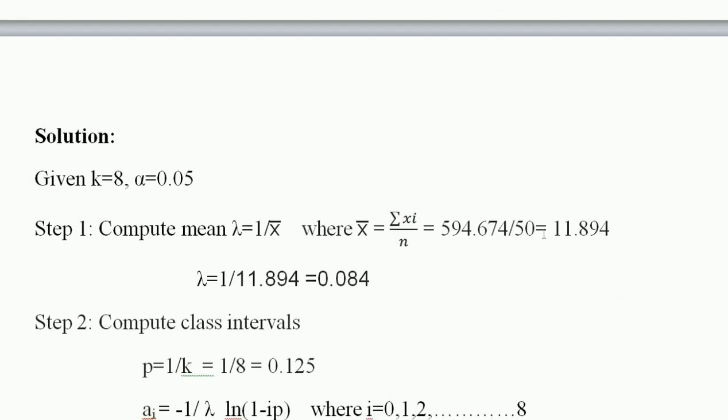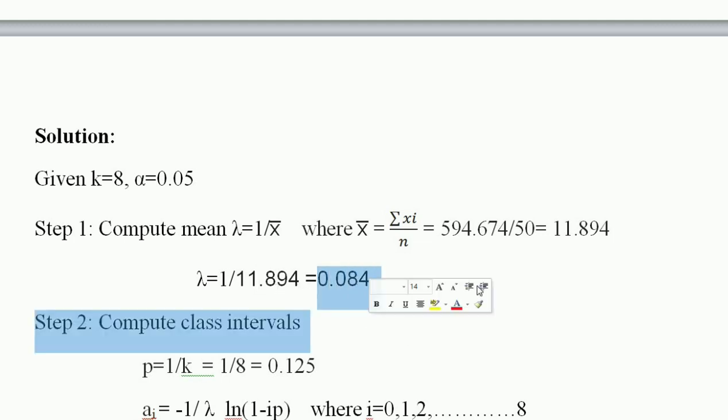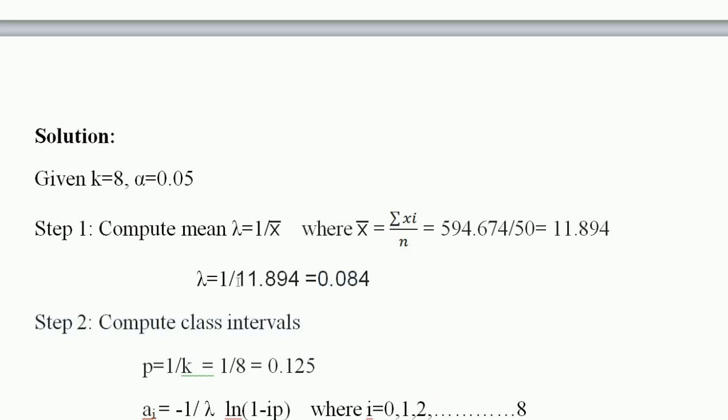Divided by n, that is equal to 50. So we are going to get a mean value, that is 11.894. So lambda is equal to 1 divided by x bar, the mean value we got, 11.894. Substituting here, 1 divided by 11.894, we get a value for lambda, that is 0.084. And in step 2, compute the class intervals.